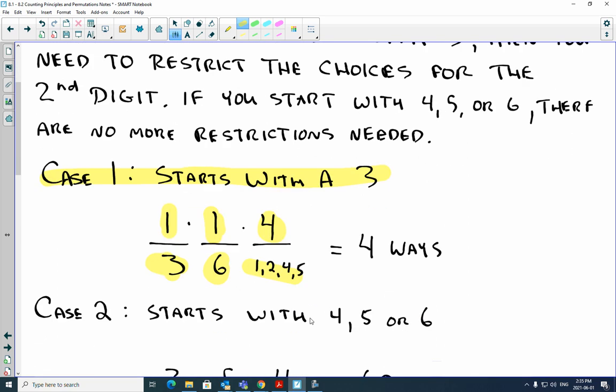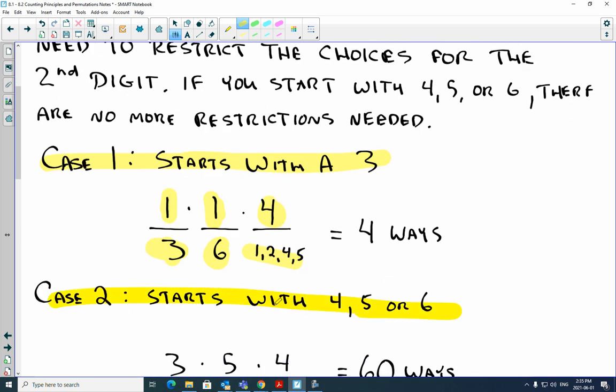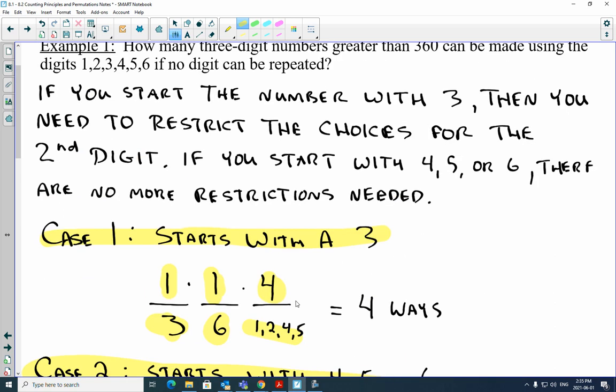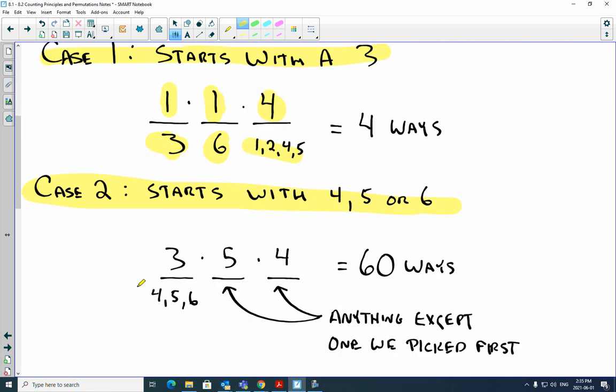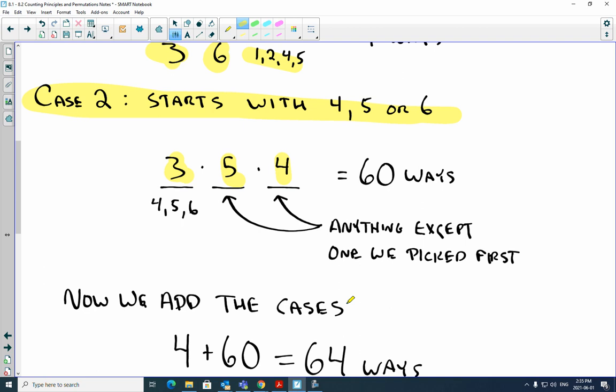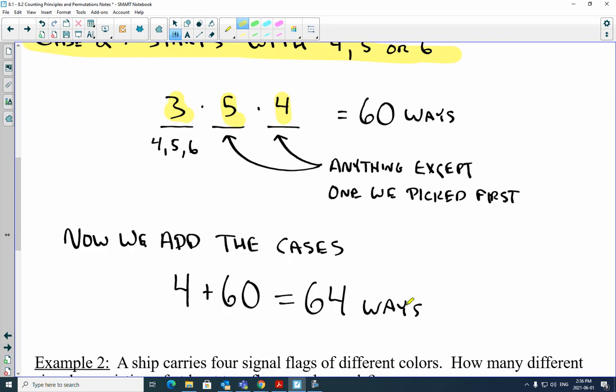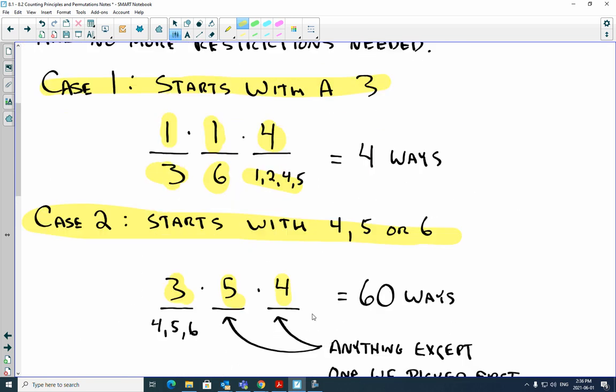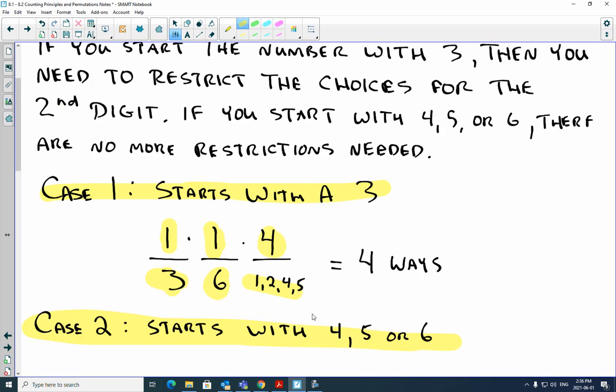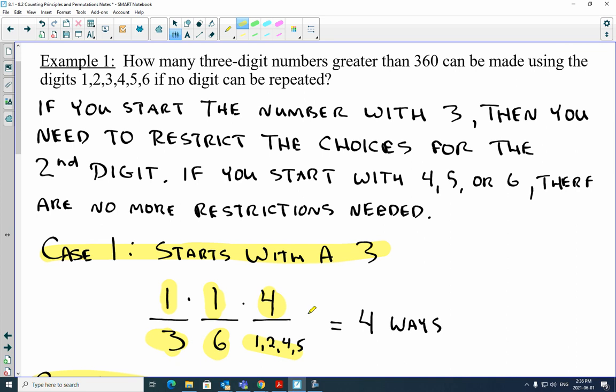Okay. Case number 2 starts with a 4, 5, or 6. Right, because we're trying to get a number greater than 360. So the first number could be a 4, 5, or 6. Yeah, so which is 3 ways. The next number is anything except what we picked first, right? So then there's 6 numbers in total. So there's 5 now for this one, and then 4 for the next one. So 60 ways. So then what you do is we say it's this or this. So we add those cases. So we end up with 64 possible combinations, right, for this one here, right? So when you get a restriction like this, it's sometimes easier to break it into cases and then add those cases up at the end.